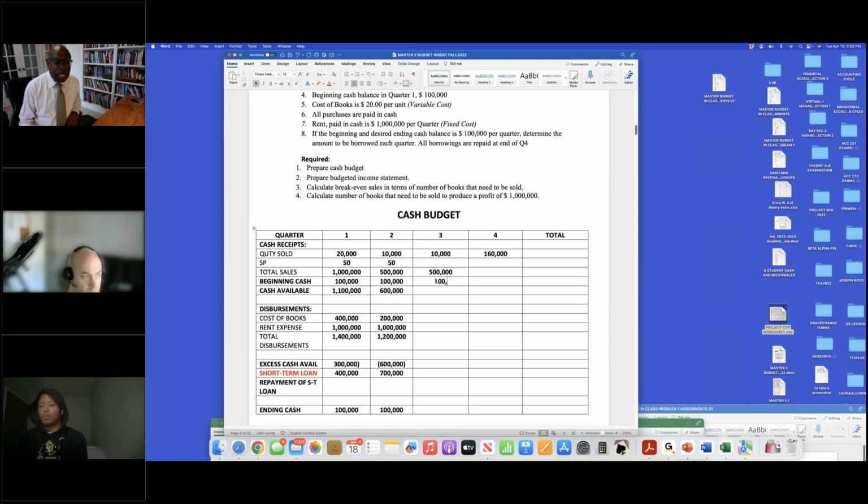So we did the same thing, 600,000. Now the cost of the books is going to be 200,000 again. Rent's $1 million, and you've got to pay that. So this is 1,200,000 again. So we're short 600,000 again.